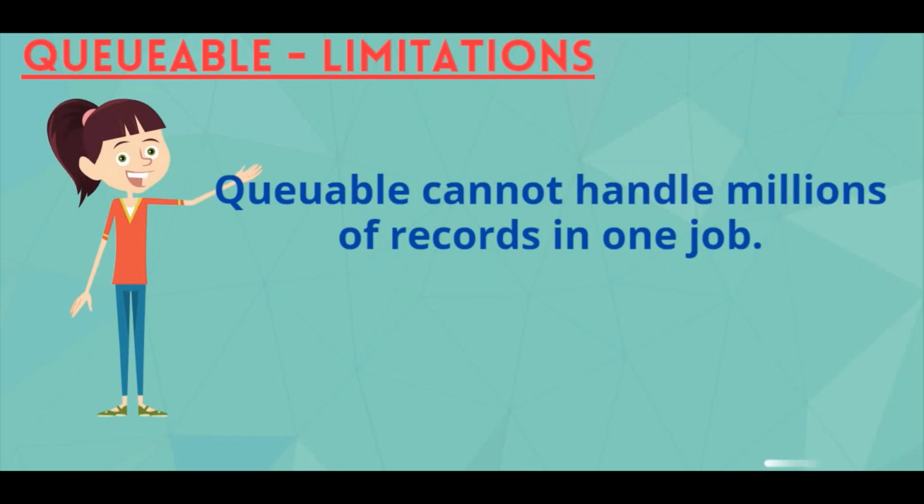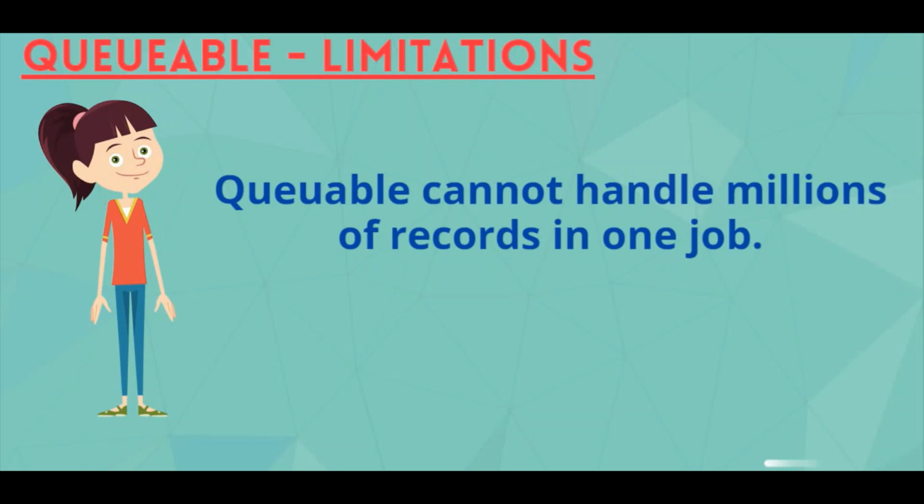Queueable cannot handle millions of records in one job. Let's say I want to archive or delete or update almost a million records. Let's say 5 lakh records or 1 million records or 2 million records. It cannot be possible with Queueable. Then what is the answer? The answer is Batch Apex, the only way to handle such millions of records. We'll see that in my next video.